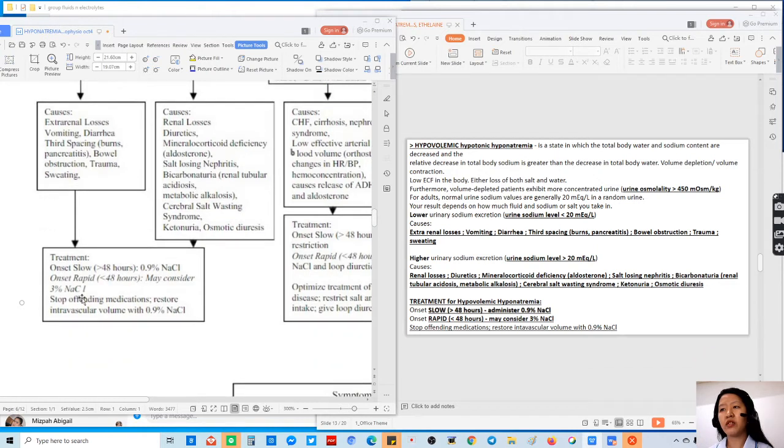And for the treatment of hypovolemic hypotonic hyponatremia, for slow onset, more than 48 hours, administer 0.9% sodium chloride or plain NSS. For rapid onset, within or less than 48 hours, may consider to administer 3% sodium chloride. Stop offending medications, restore intravascular volume with 0.9% sodium chloride or plain NSS or normal saline solution.